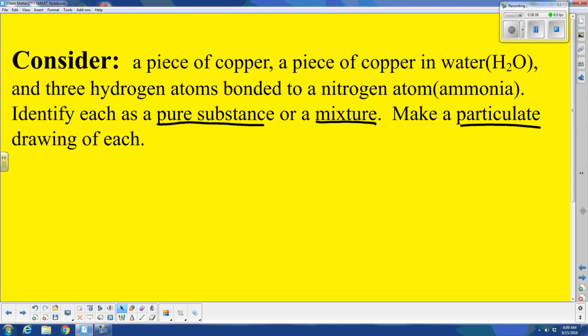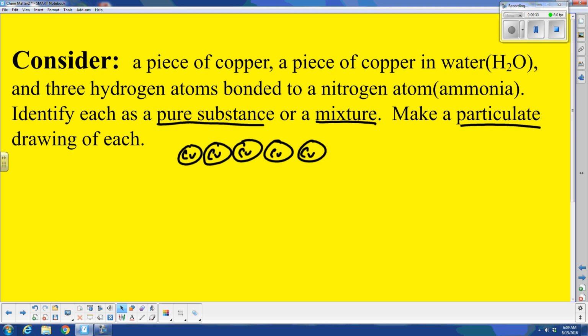Yeah, okay, good. So here we go. I have a piece of copper. Now, a piece of copper. Do we think that copper always has the same composition? In all likelihood, we should probably say pure copper to let us know that there's no impurities in it. So we'd have a piece of copper, and it's all copper.